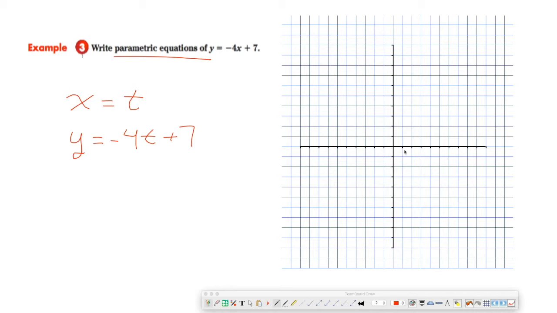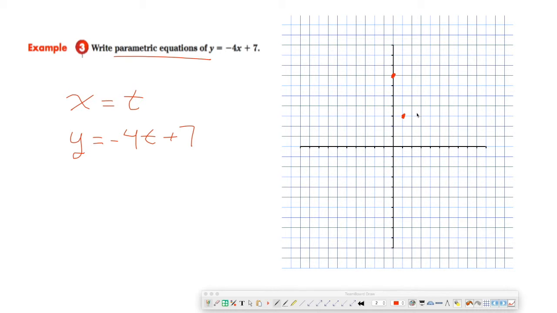We can graph this a couple of different ways. I'm going to graph this at first, sort of the old style way. I'm going to go up to 7. 1, 2, 3, 4, 5, 6, 7. And then I'm going to go down 4. 1, 2, 3, 4, and over 1. So here's the line, right?